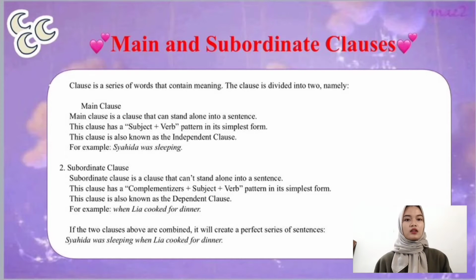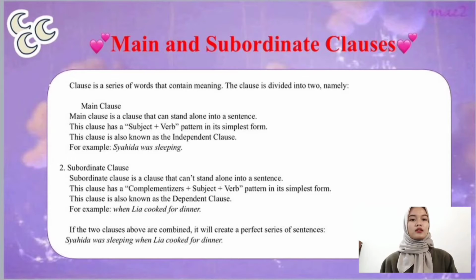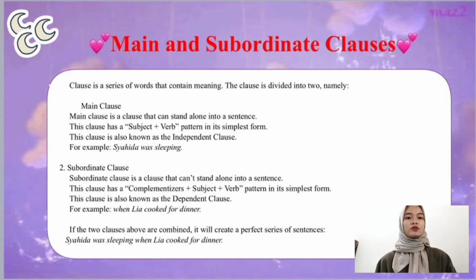Subordinate clause. A subordinate clause is a clause that cannot stand alone as a sentence. This clause has a complementizer plus subject plus verb pattern in its simple form. This clause is also known as the dependent clause. For example, when Lia cooked for dinner. If the two clauses above are combined, it will create a perfect sentence: Syahida was sleeping when Lia cooked for dinner.